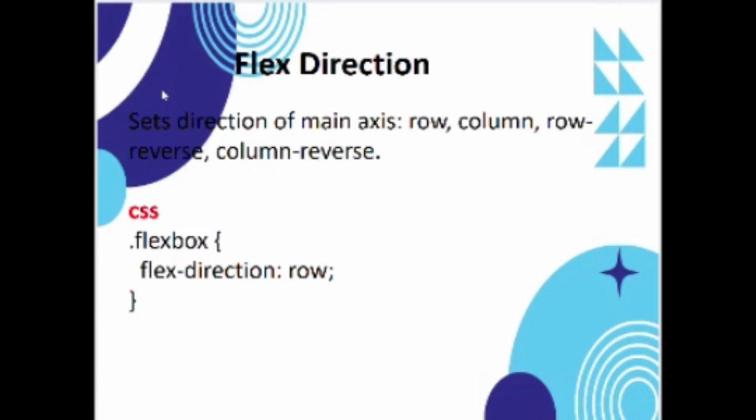If it is row-reverse, it will arrange from right to left. If it is column, it will arrange from top to bottom. If it is column-reverse, it will arrange from bottom to top. Here is the example we have taken to arrange the elements in the direction of row, which means it will arrange from left to right.